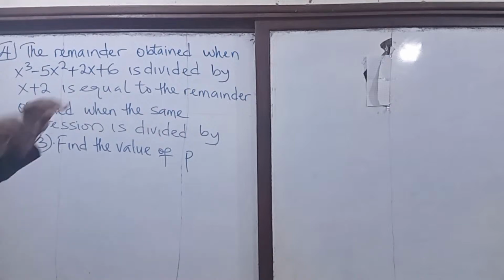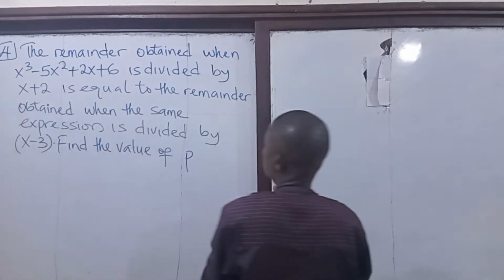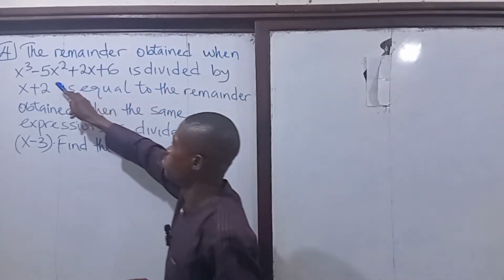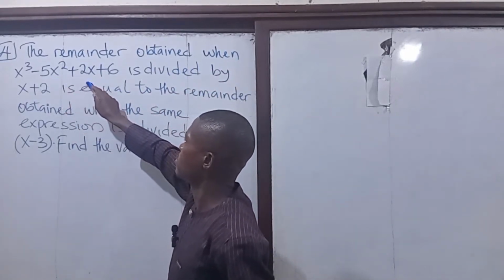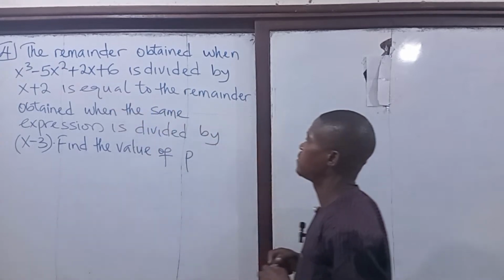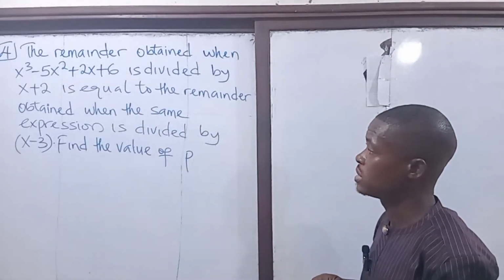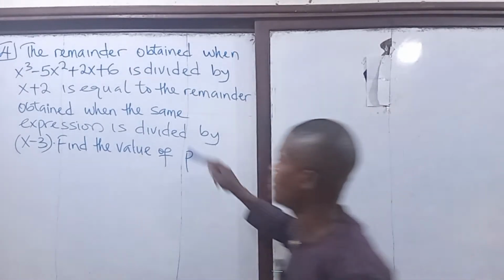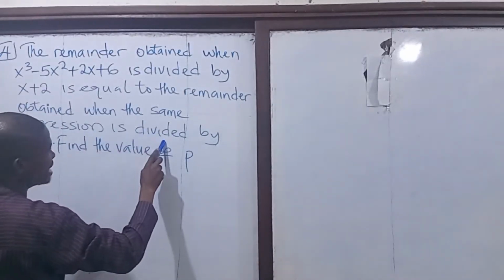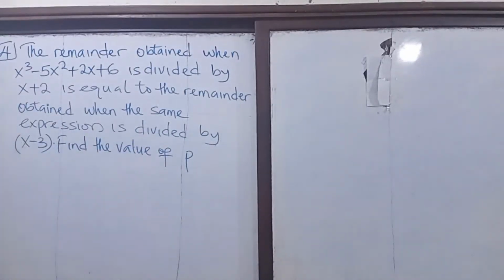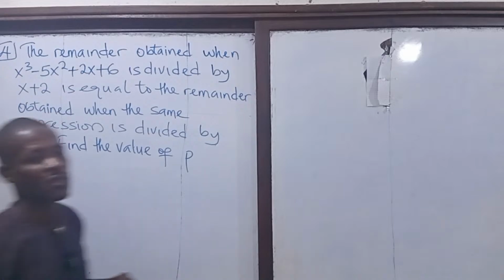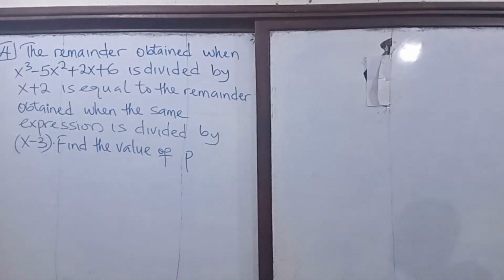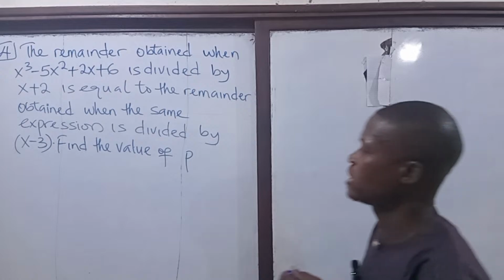We have the question: the remainder obtained when x cubed minus 5x squared plus 2x plus 6 is divided by x plus 2 is equal to the remainder obtained when the same expression is divided by x minus 3. Find the values of p. So that's what we have in that question. So what do we do in this case?